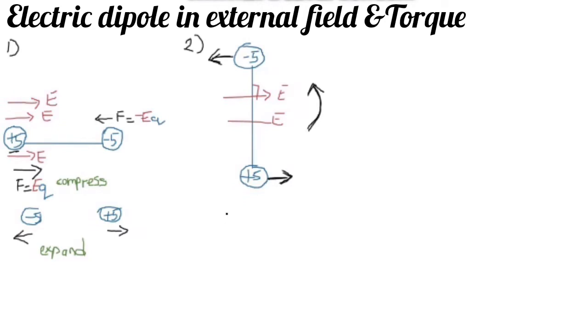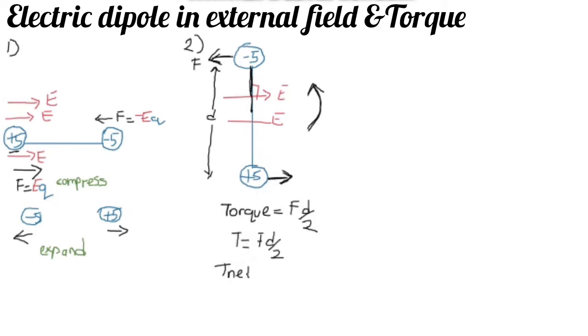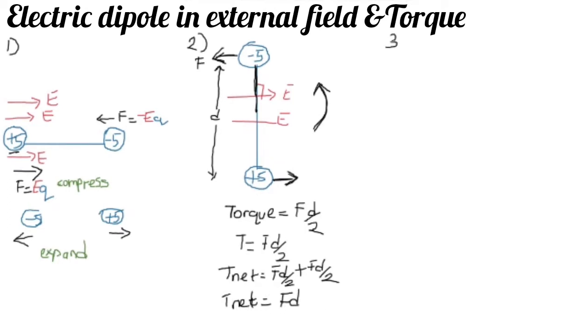So if you've done rotational dynamics, you'll know that this turning effect produced by force is called torque, and it is equal to the force times the perpendicular distance between the force and the axis of rotation of the force. In this case, torque on the negative charge would be force times d over 2, and the positive charge would experience a torque equal to force times d over 2. So the net torque is equal to Fd over 2 plus Fd over 2, which is equal to Fd. It would add since they are turning in the same direction.